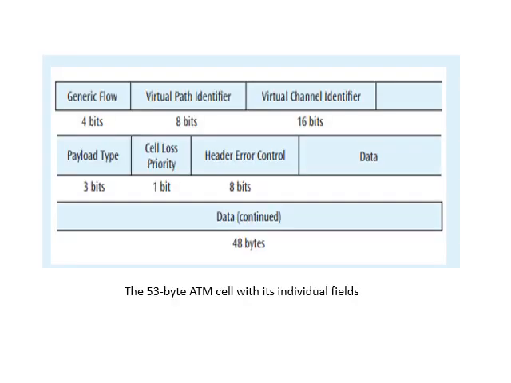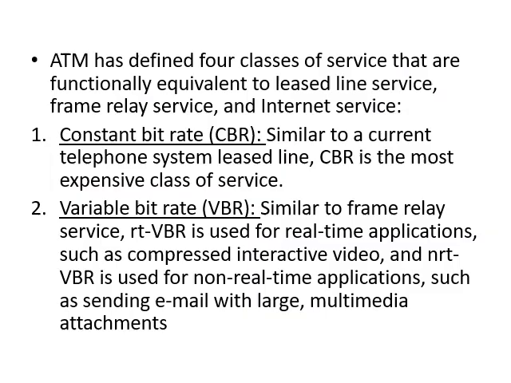Now this is like a general overview of an ATM cell. We have 4 bits for generic flow, 8 bits for virtual path identifier, 16 bits for the virtual channel identifier, 3 bits for the payload type, 1 bit for the cell loss priority, 8 bits for the header error control, and then we have data. The data can vary, but for ATM it is 48 bytes. So overall a cell of an ATM transmission is 38 bits for each individual field.